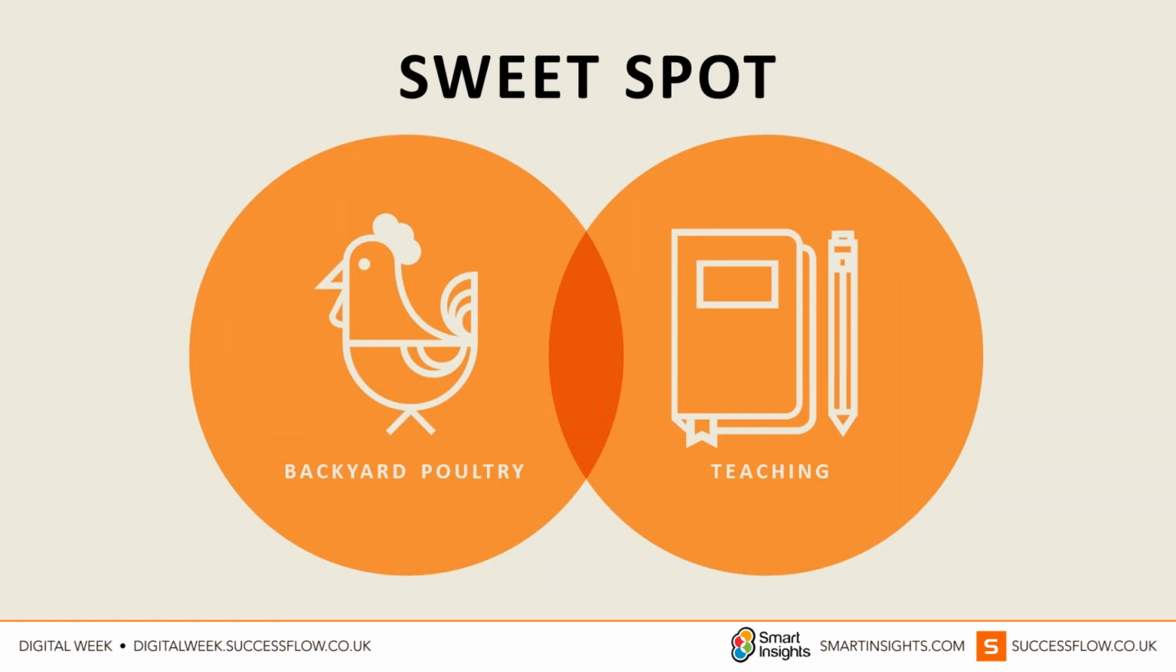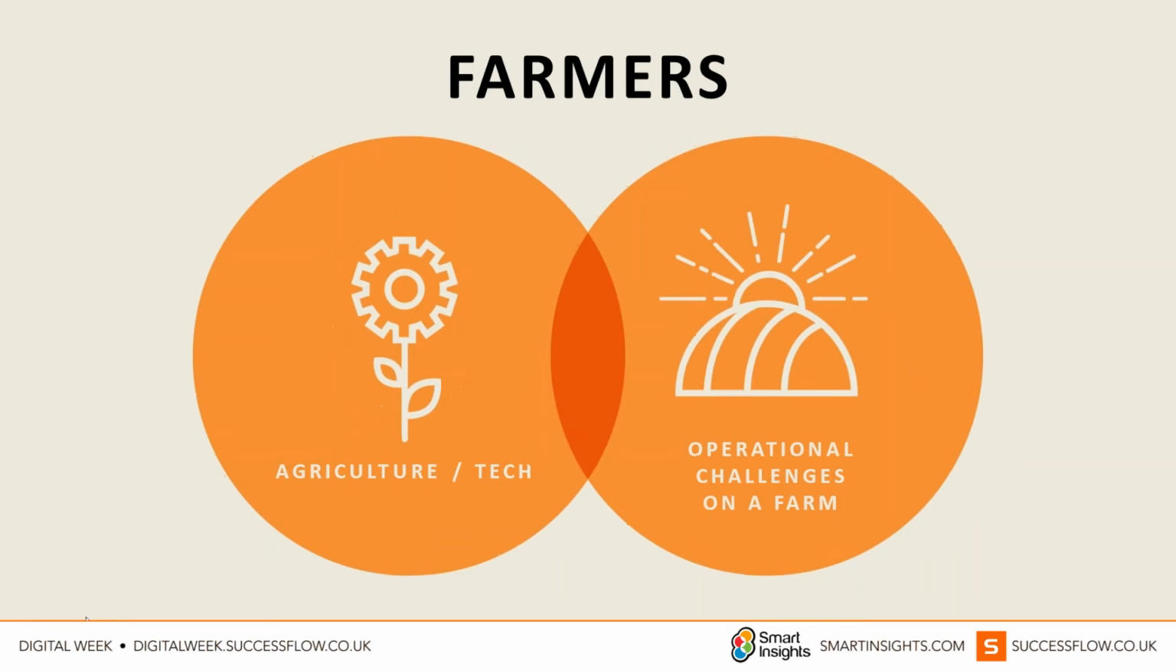Let me give you another example. Let's say that we were targeting small business owner farmers, and that was the audience that we're trying to target. Let's say on the one side, we're looking at a customer pain point: what are the operational challenges on the farm? How do I use the right technology? How do I hire the right people? So that's on the one side from a customer pain point.